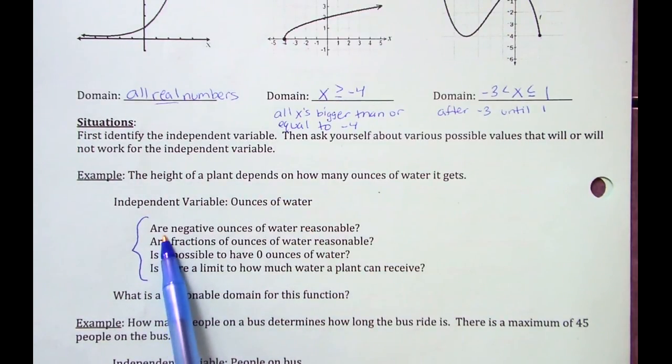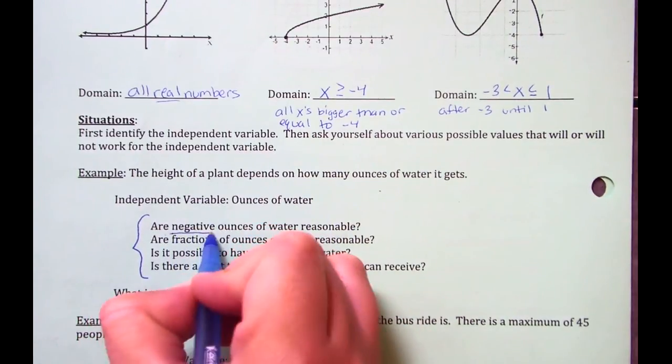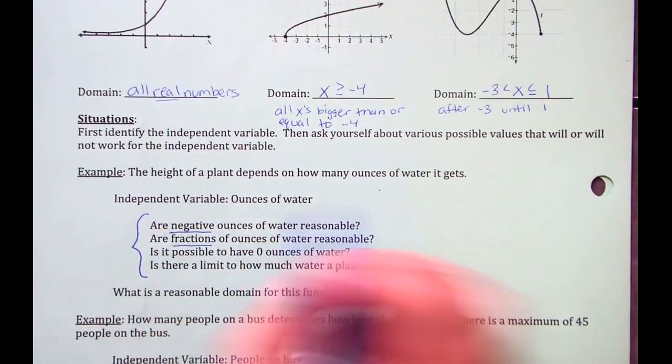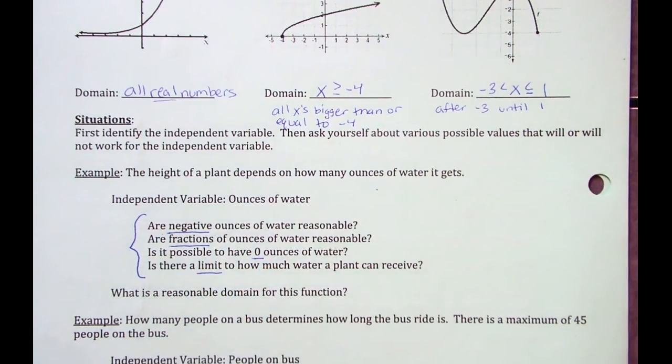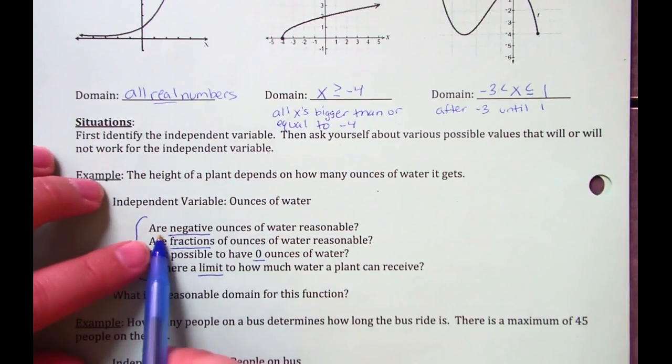these 4 questions. Negative, fraction, 0, and a limit. If you consider those 4 areas of possibility, you're going to come out with a pretty reasonable domain for the function.